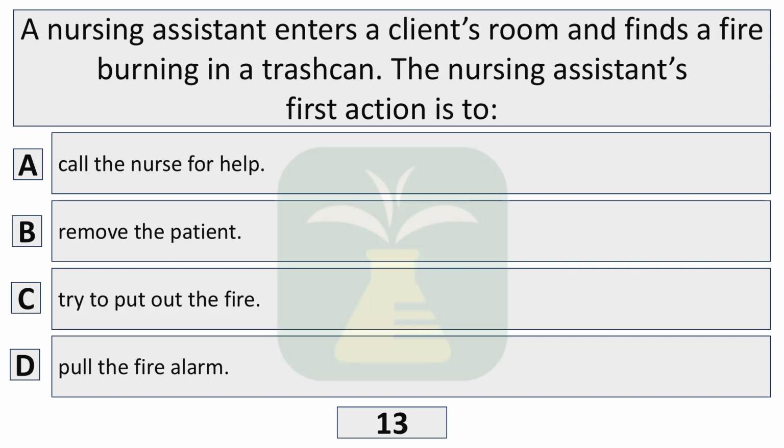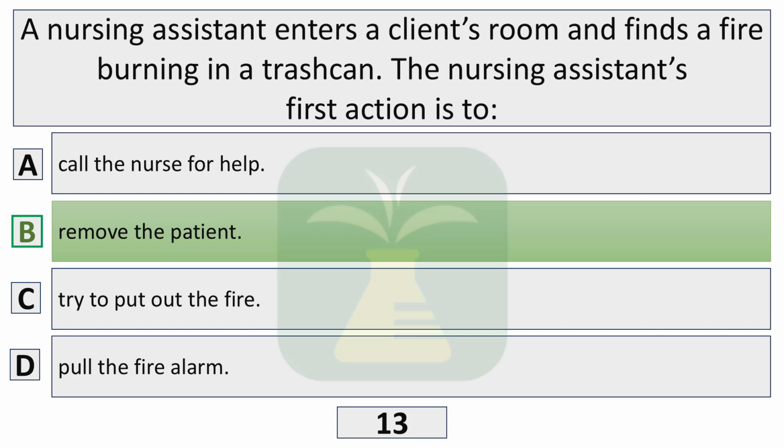A nursing assistant enters a client's room and finds a fire burning in a trash can. The nursing assistant's first action is to: A, call the nurse for help. B, remove the patient. C, try to put out the fire. D, pull the fire alarm. Correct answer, B. Remove the patient. The acronym RACE is used for fire situations: rescue, alarm, contain, extinguish. First, you must rescue the client to prevent harm.